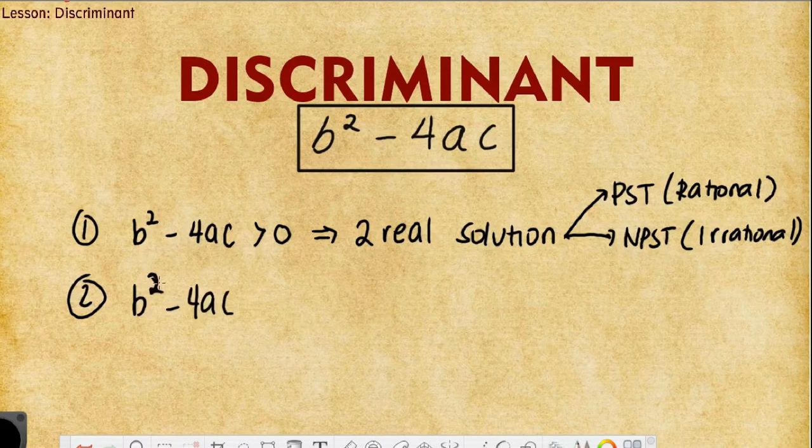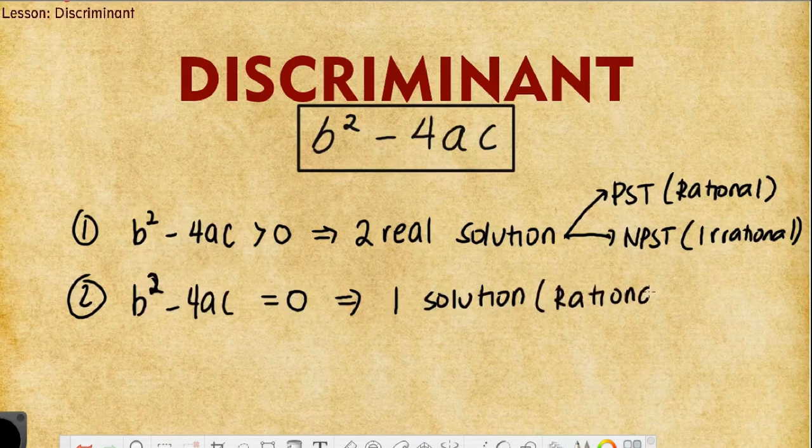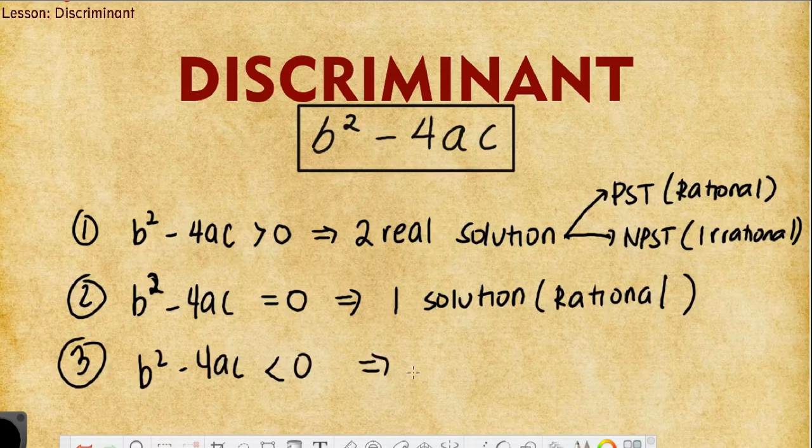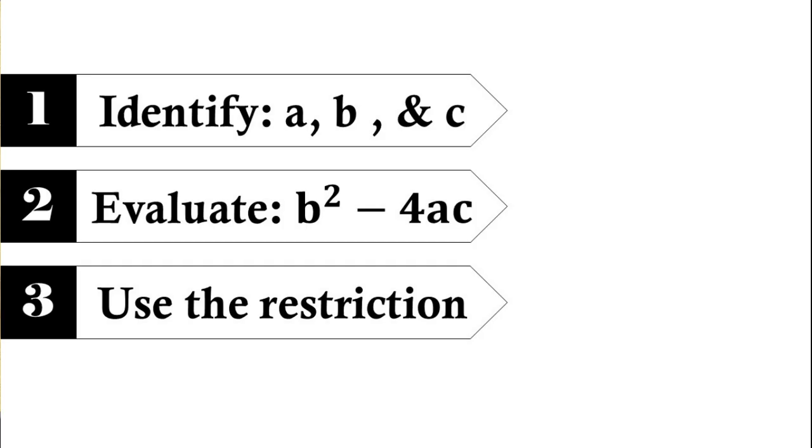If our discriminant is equal to 0, then we have one solution. So, remember that is a rational number. Tandaan natin to. At yung pangatlo naman, if our discriminant is less than 0, then wala tayong magiging solution. No real solution. Okay, tandaan natin tong restriction na to bago tayo magpunta dun sa ating given. Okay? So now let's move on.